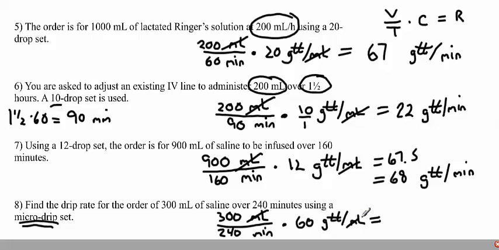The mLs divide out. Our units in our answer will be in drops per minute. And if you divide and then multiply, you get 75 drops per minute. So again, this was from Chapter 15, dealing with drip rate in MTB 1370.